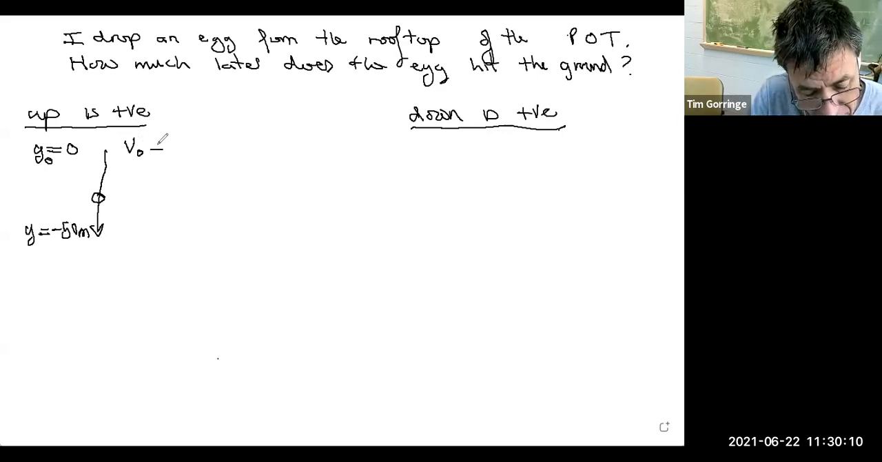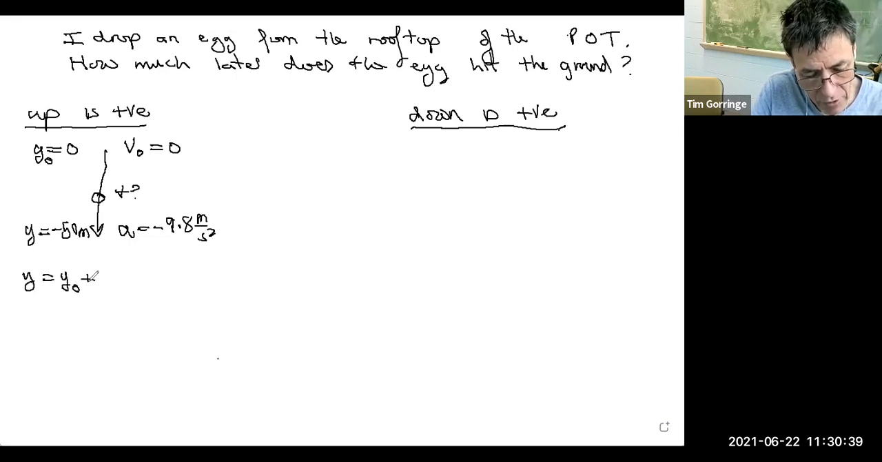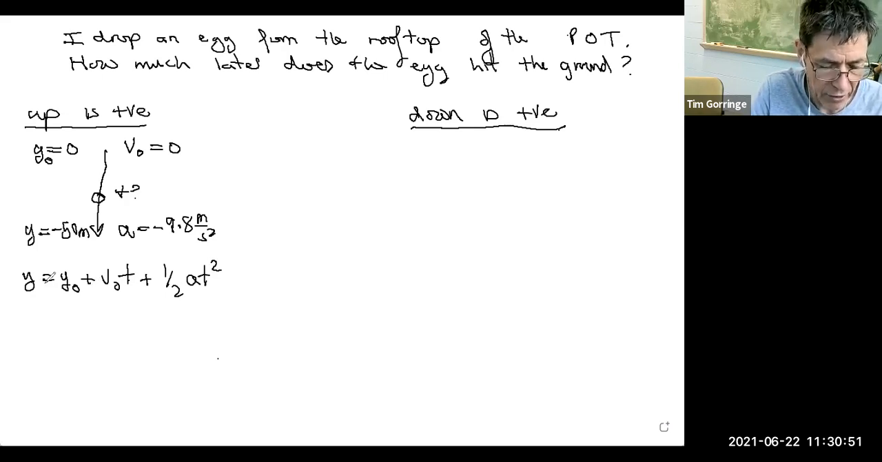The egg starts with initial velocity 0 and it accelerates downwards. And so that acceleration is also going to be negative because upwards is the positive direction. That's the information that we know in the problem, and we've got to figure out the time taken. At this point, I would be thinking about my kinematical equations, or my equations of motion. The one that works best for this problem is the equation that relates the initial and final positions to the initial speed and the acceleration of the object.